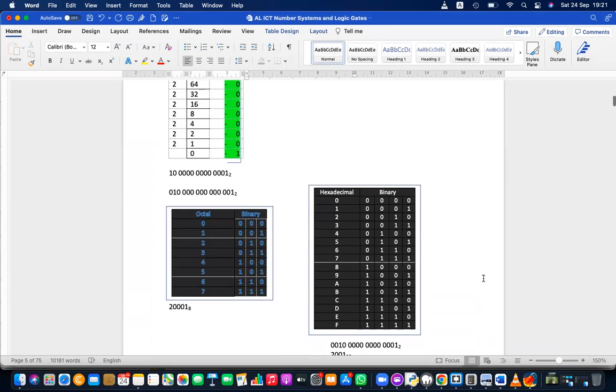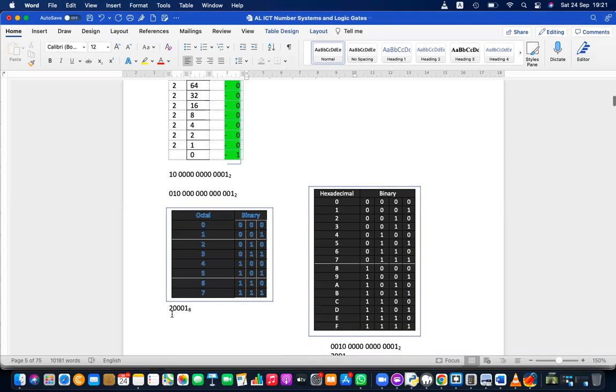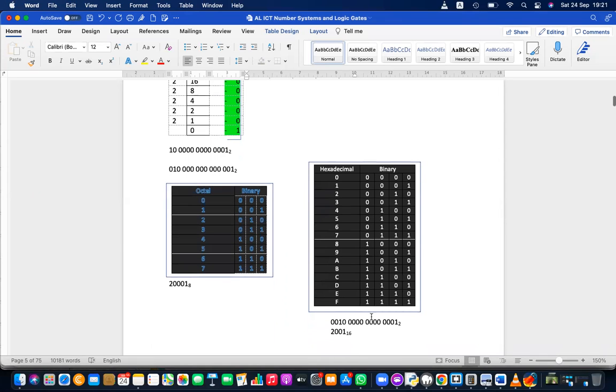Okay, this is the octal table. After writing that, you will get 2 4 zeros. I think everyone did that well. Then you have to write 4 by 4, and you can say 2001-16 is the hexadecimal answer.